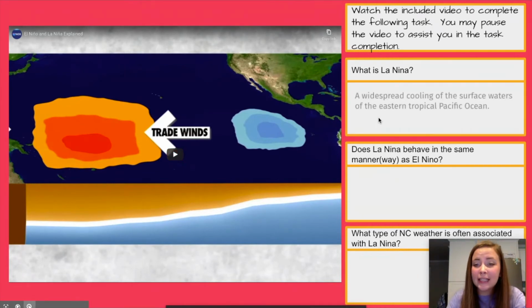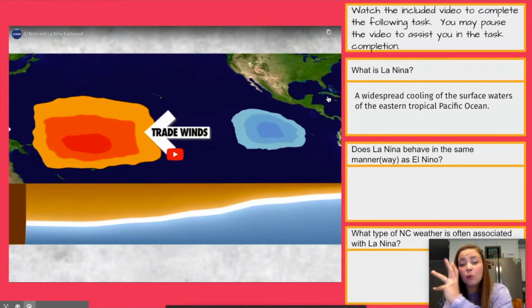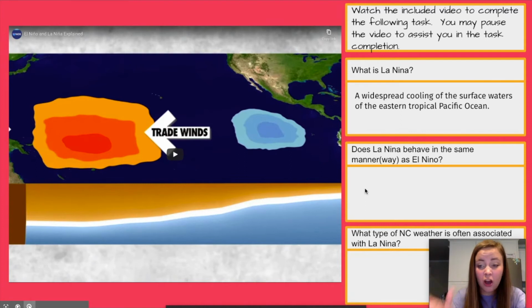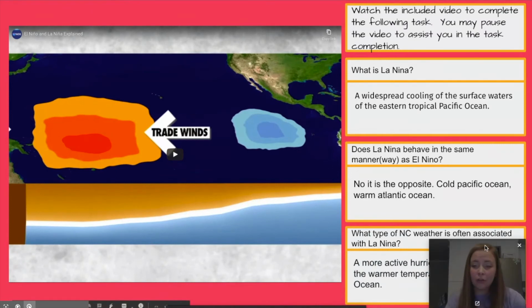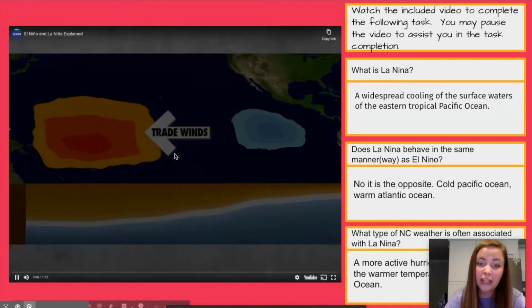So again, what is La Niña? It is a widespread cooling of the surface waters of the eastern tropical Pacific Ocean, which causes the warm water to be pushed over to the Atlantic Ocean, and we have warmer conditions off of our coast. And La Niña is opposite of El Nino. La Niña means the girl, El Nino means the boy. Those are opposite, so of course their weather is opposite. La Niña is the cold Pacific Ocean and a warm Atlantic Ocean. And here in North Carolina, we have a more active hurricane season because of the warmer temperatures in the Atlantic Ocean.